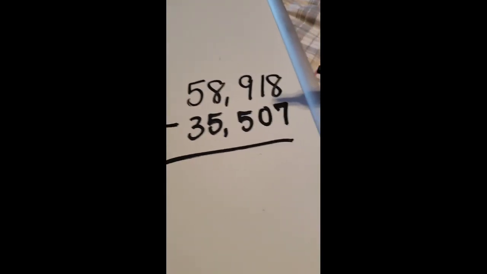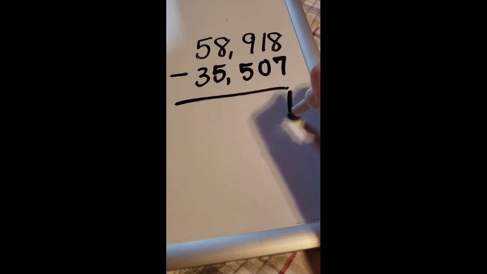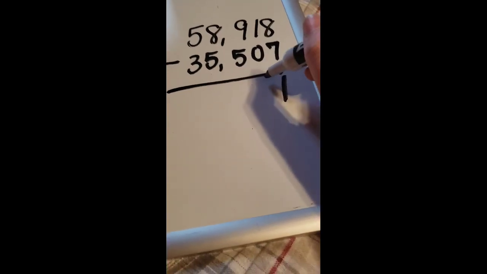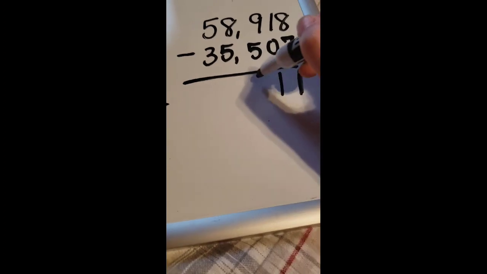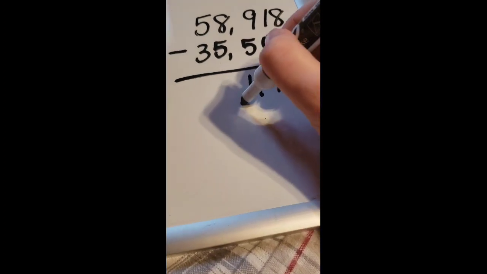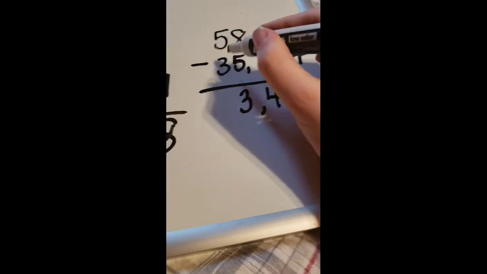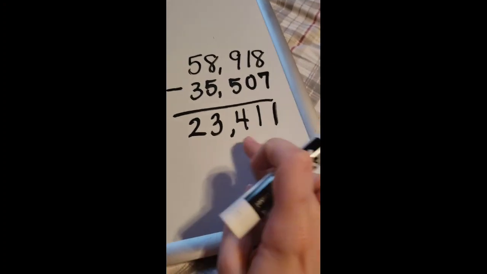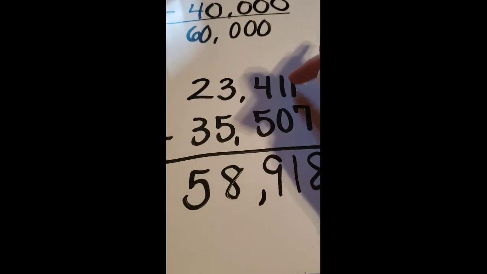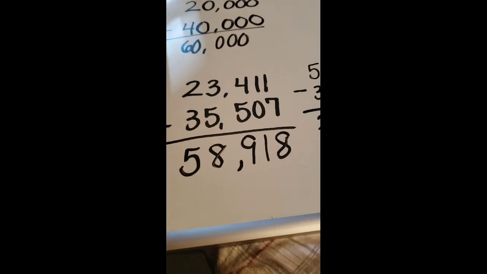So we start in the ones place for subtraction. 8 minus 7 is 1. 1 minus 0, 1. 9 minus 5 is 4, comma. 8 minus 5 is 3. And 5 minus 3 is 2. So this answer, 23,411, is that number that we started with here. So that means another way for me to check that my answer is reasonable.